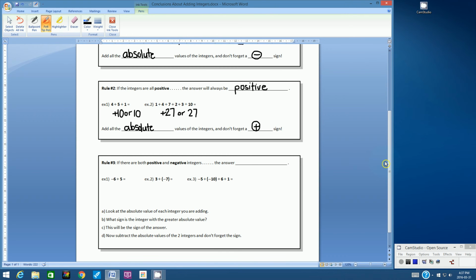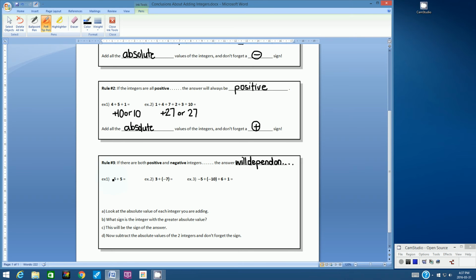Rule number three. If there are both positive and negative integers, and there usually are, then the answer will depend on... So this is what I mean. When we have this situation, positive and negative integers, we need to follow 4 steps. Okay, so here they are. Step A. Look at the absolute value of each integer you are adding.